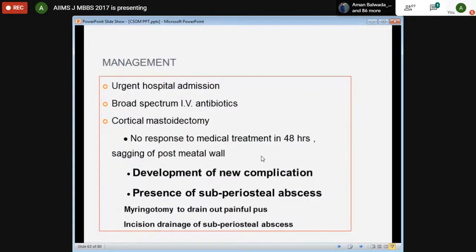Management is hospital admission and IV antibiotics. It is one of the most common indications for cortical mastoidectomy. So this is all we do.